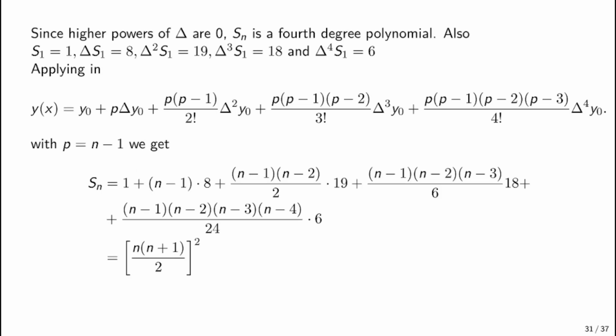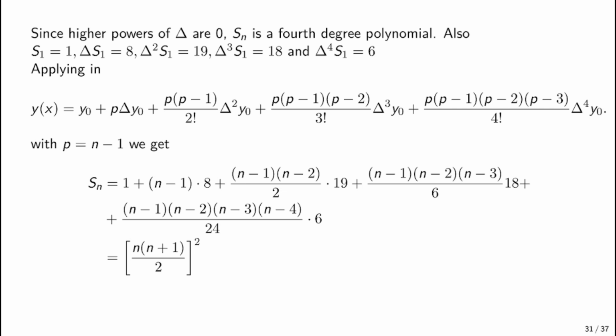So if you calculate the further terms, delta raised to 5, delta raised to 6, all these things will become 0. So we can assume that since only 4 powers of delta are there, it is a 4th degree polynomial. Now we will calculate the values of S1, delta S1, delta square S1, delta cube S1, delta 4 S1.